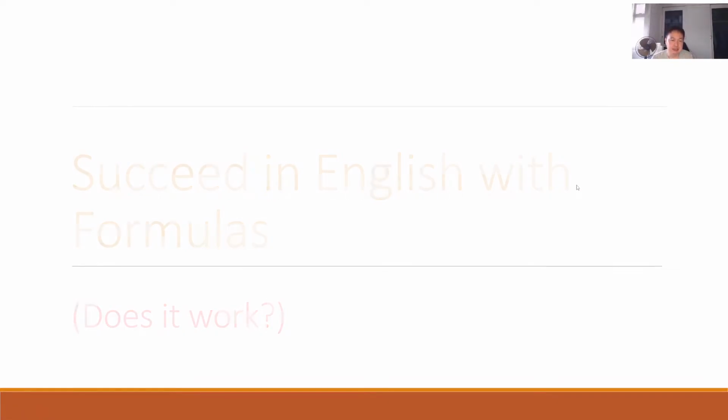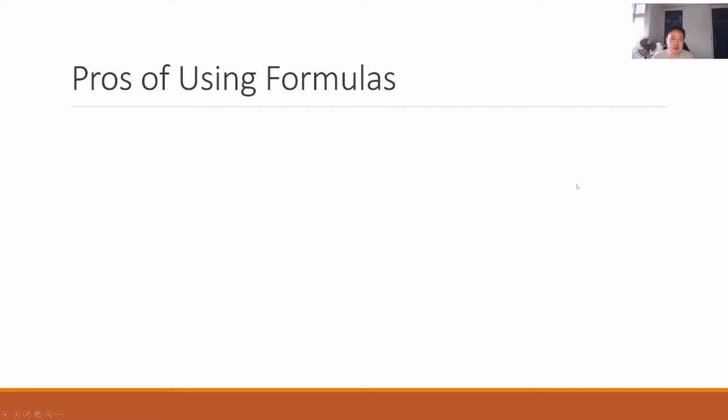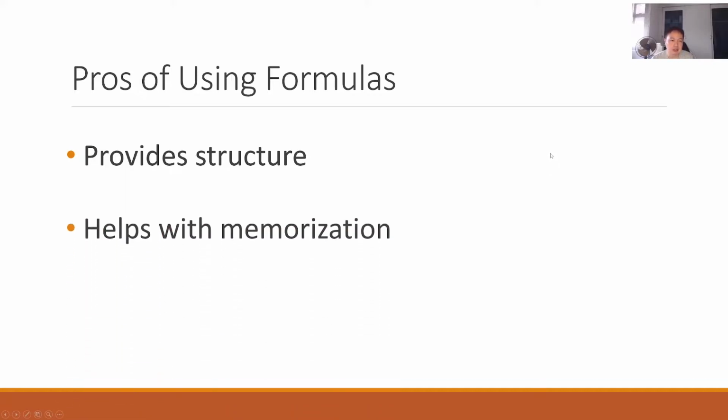So let's get started. First, let's take a look at what are the advantages of using formulas when we try to learn English. First of all, it provides some kind of structure and support. A lot of students, when they're asked to do a piece of writing, they don't know where to start, be it situation writing or short composition or essay for secondary school students. They don't know what to write. So having a formula provides some kind of support, some kind of structure, like building a house, and then you can build upon that structure. So that's one good benefit.